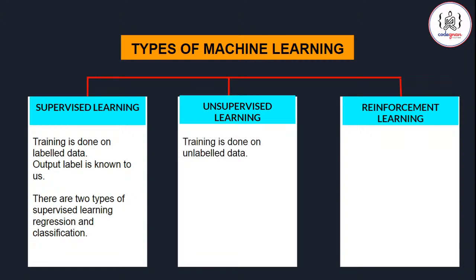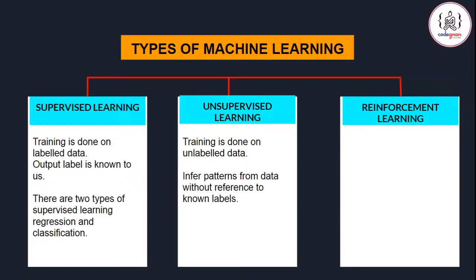In unsupervised learning, the training is done on unlabeled data. So you don't have the classes there. Like here we have spam and not spam, in unsupervised learning we don't have these labels.